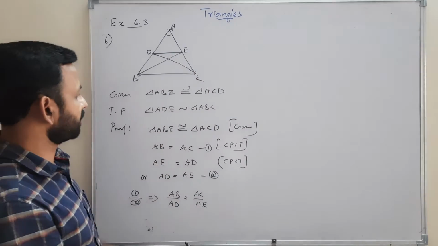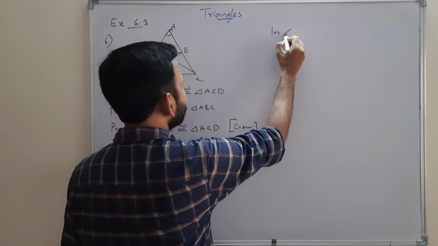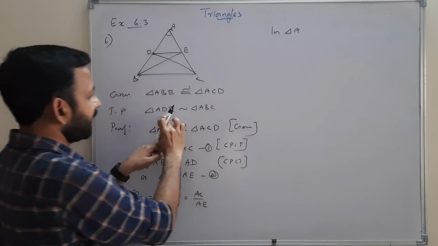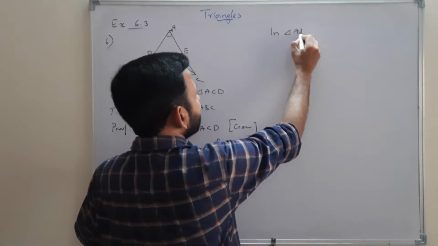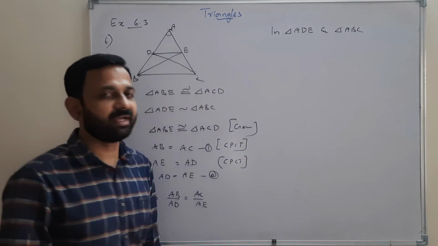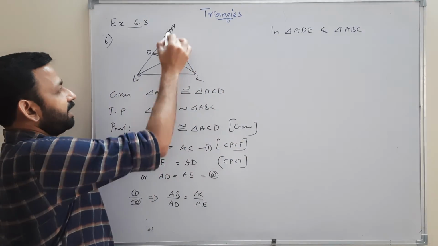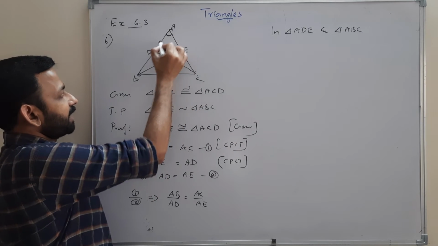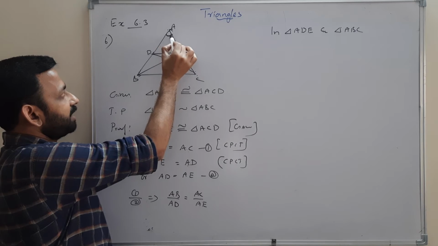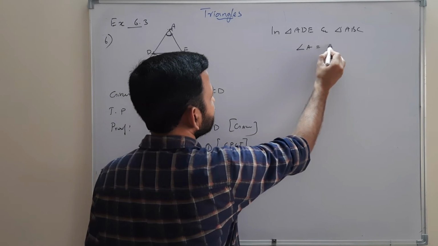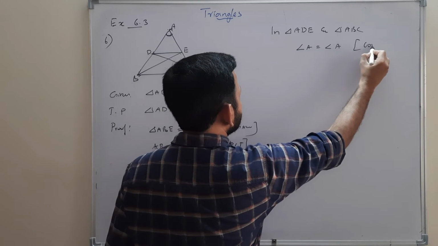Now we can take the two triangles. We are going to prove ADE and ABC. In triangle ADE and triangle ABC, we can take the two triangles. Angle A of triangle ADE is equal to angle A of triangle ABC. So we can write angle A is equal to angle A. Reason: common.